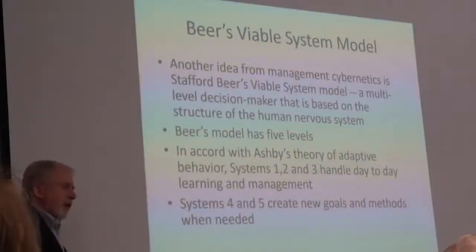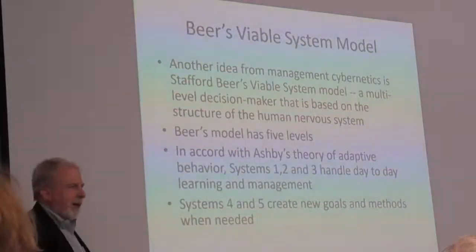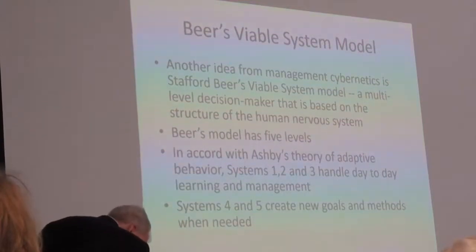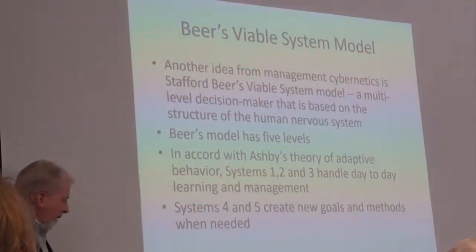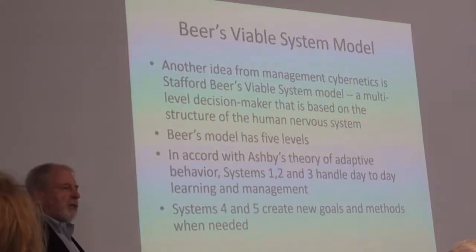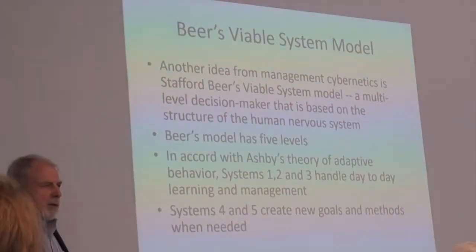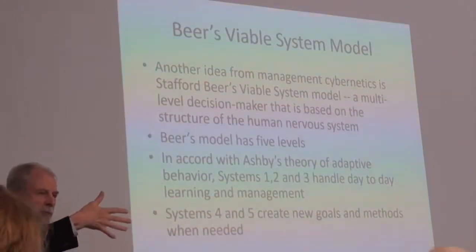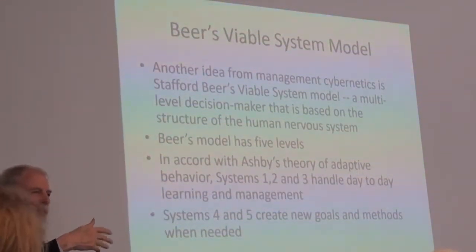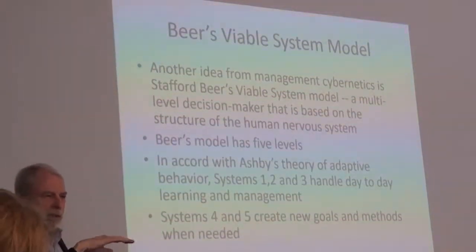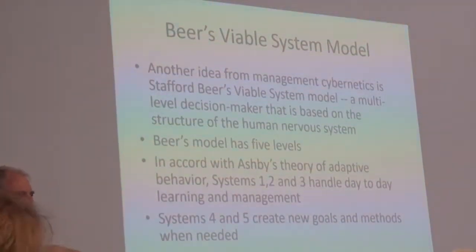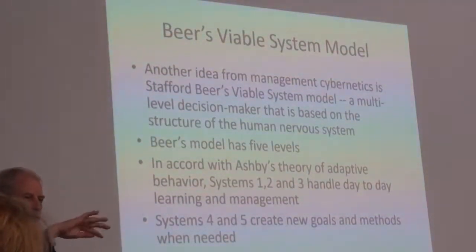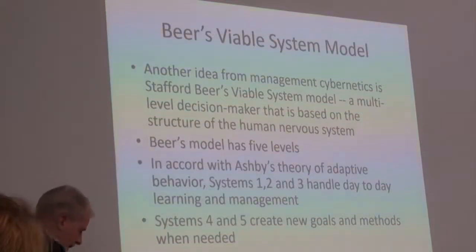Okay. Another example of regulation is Stafford Beer's viable system model. I assume almost everybody in the room knows what Stafford Beer's viable system model is, so I'm not going to go into it now, other than simply to point out that it also uses Ashby's conception of adaptive behavior, because in the viable system model you have 5 systems. 1, 2, and 3 are the basic process of learning, and systems 4 and 5 are adaptation. That's when you change what it is that you're doing.